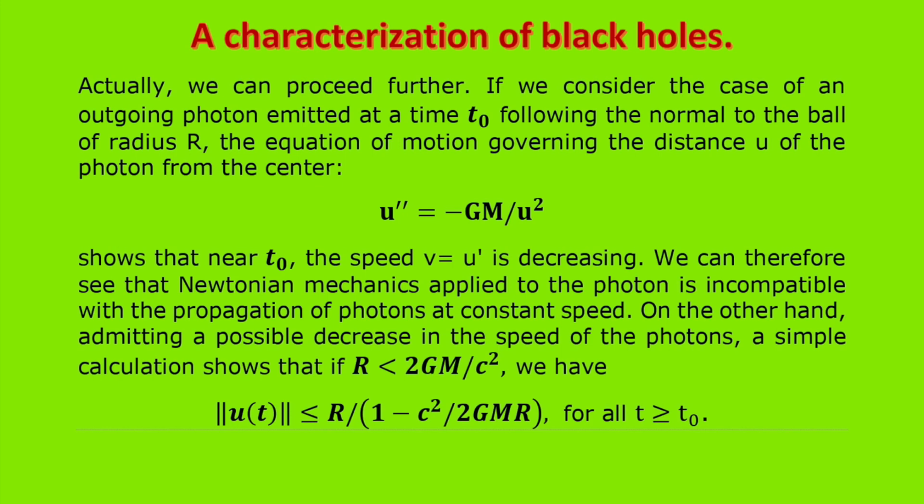We can therefore see that Newtonian mechanics applied to the photon is incompatible with the propagation of photons at constant speed. On the other hand, admitting a possible decrease in the speed of photons, a simple calculation shows that if capital R is smaller than 2GM/c², we have the norm of u(t) less than or equal to capital R divided by 1 minus c²R/2GM.